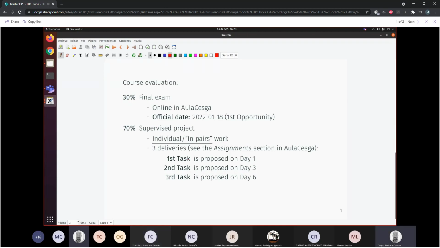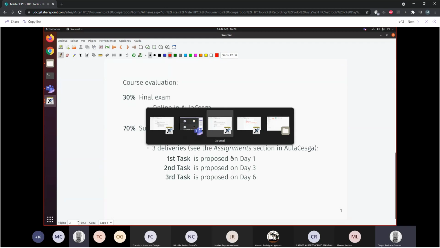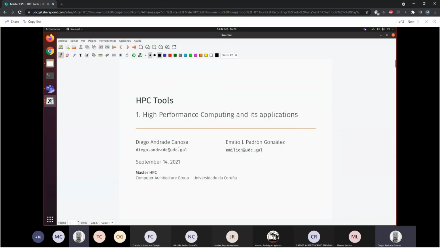Okay, so let's start then with the introduction to the subject. As I told you before, in this first talk about the subject, we are going to make a small introduction. I'm going to divide this class into two halves. In the first half, we are going to talk about some basic concepts that are required in order to be able to go through the course.